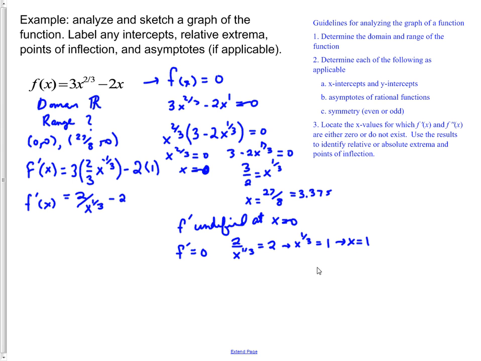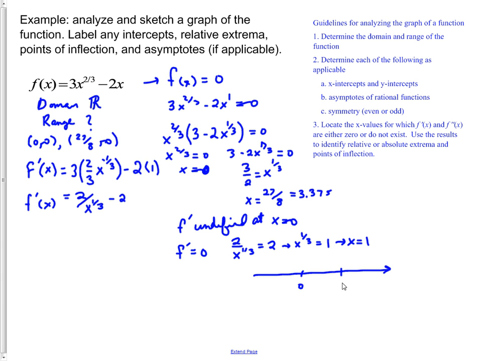Well, that's convenient because that means that f of 1 is another critical point. So we have two critical points right here, 0 and 1. And on our number line, we'll want to figure out, well, what does that mean for the value of our derivative? Is it positive or negative?